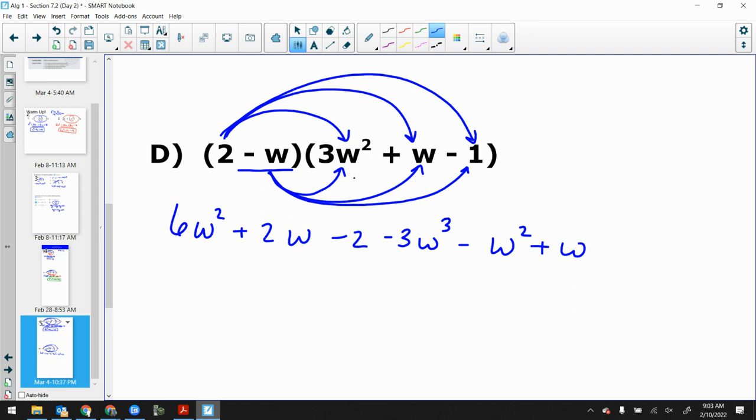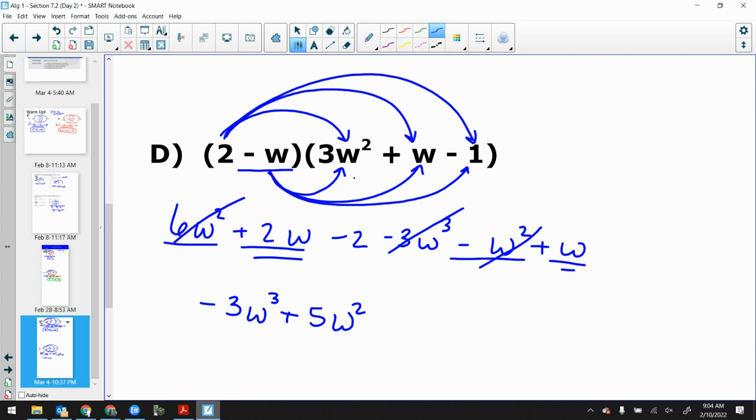Now, everything is misordered here. Everything is all out of place. So you've got to put it in place. The first term that should come down is a negative 3w to the third. I'm going to cross them out as I go to make sure that I've got everything accounted for. And then I look for my w squareds. Okay, I've got a 6w squared minus 1w squared, 5w squared. I've got a 2w plus 1w, 3w. And then we bring down our minus 2. And everything's accounted for.